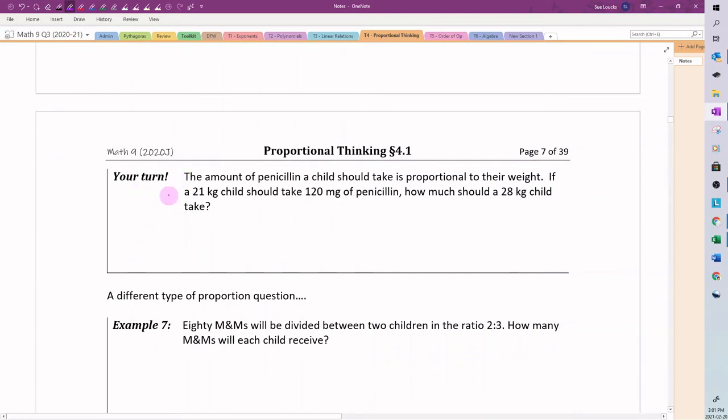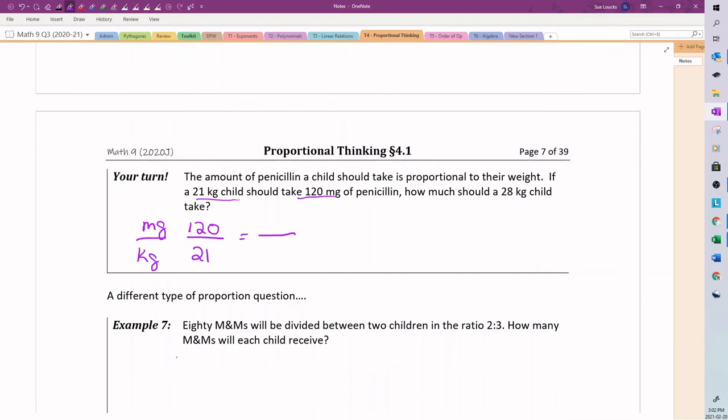Okay, so we're talking about milligrams of penicillin and kilograms of child. My recipe says a 21 kilogram child should take 120 milligrams of penicillin. I had decided that my milligrams is going to go in the top, so that's where I'm going to put 120 milligrams, and my kilograms are going to go in the bottom. It doesn't matter which is the top and the bottom as long as it's the same all the way across, okay? You'll get the same answer.